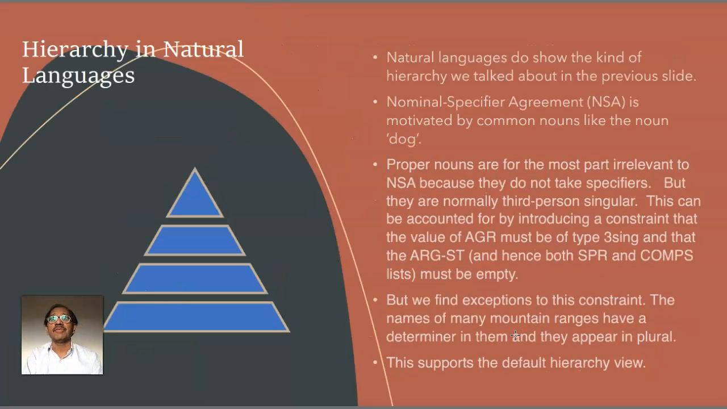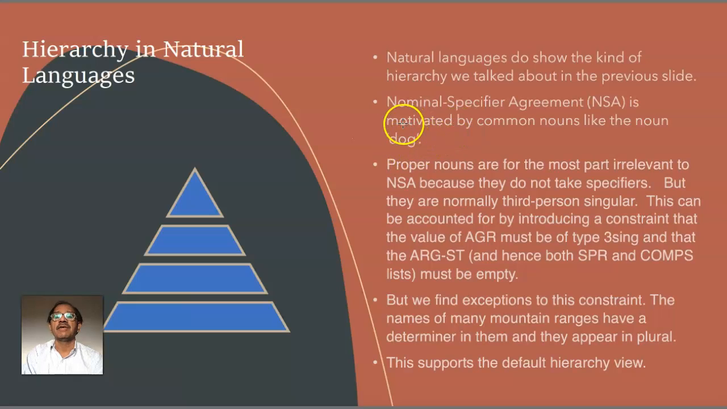This model which we are proposing is very natural. It is there in all the natural languages. Natural languages also show this kind of hierarchy, what we are proposing. How is it? Nominal specifier agreement. Remember nominal specifier agreement which we have seen, that is noun, which will have a specifier, and there should be agreement between them. That is a nominal specifier agreement, which is motivated by all common nouns, right?